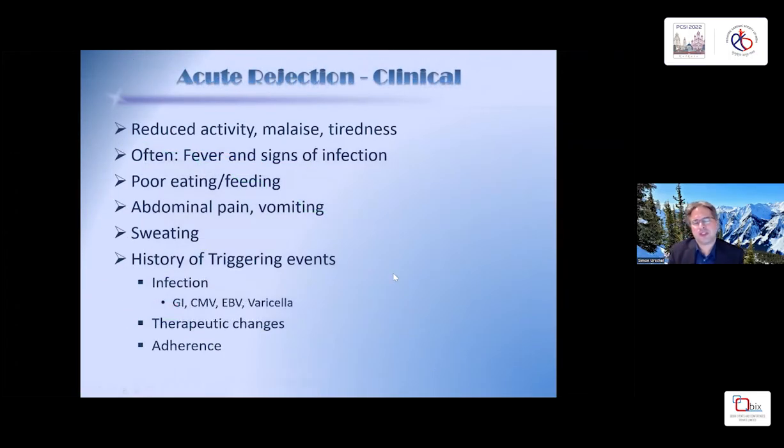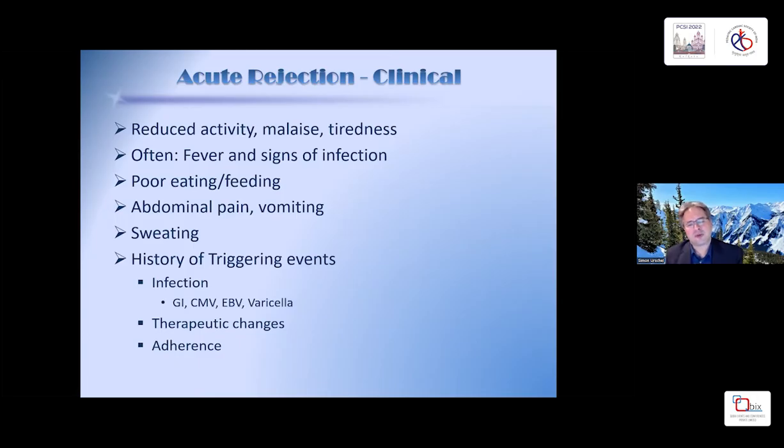How does a patient in rejection present? It is not very specific, unfortunately, and has overlap with many other things. So typically you would see reduced activity, some malaise, tiredness, often fever and signs of infection. And that infection may be just a false infection as a sign of the rejection happening, or it could have been the trigger for the rejection that was there first. Poor eating, abdominal pain and vomiting, sweating, signs of heart failure.